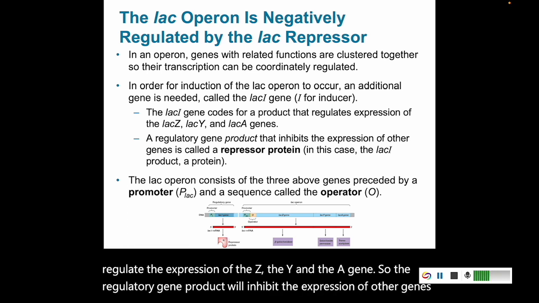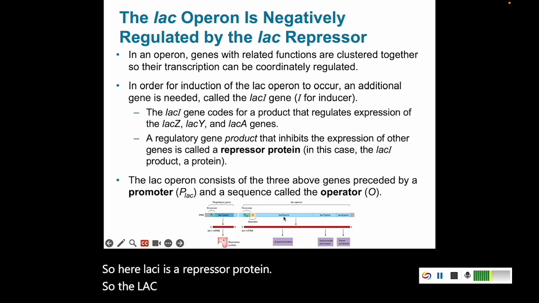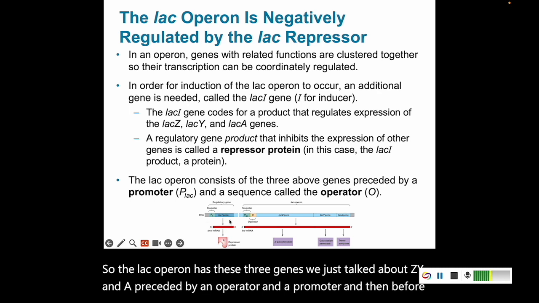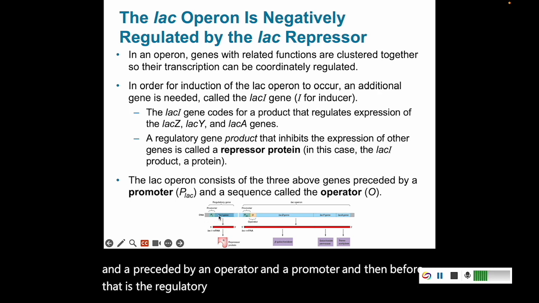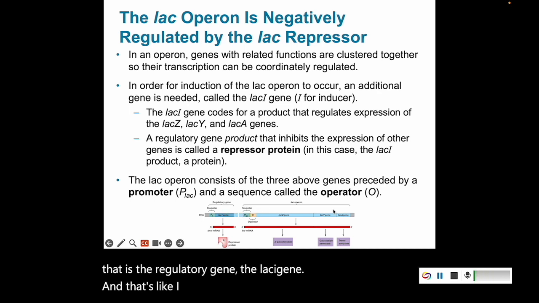So here lacI is a repressor protein. The Lac Operon has these 3 genes we just talked about, Z, Y, and A, preceded by an operator and a promoter. And before that is the regulatory gene, the lacI gene. And this lacI gene regulates the Lac Operon.